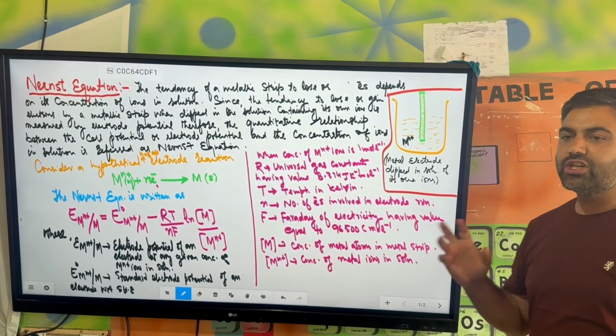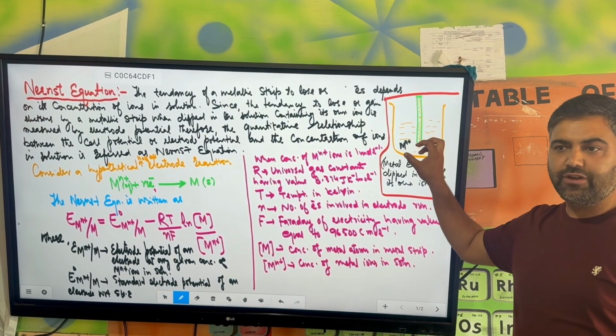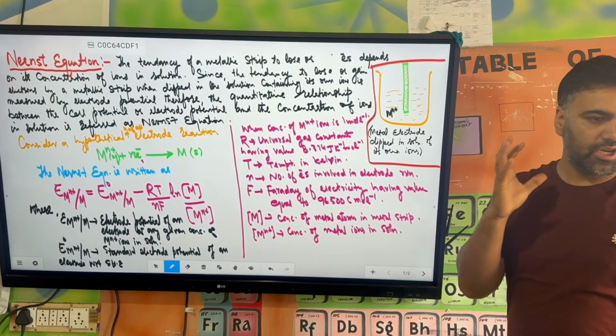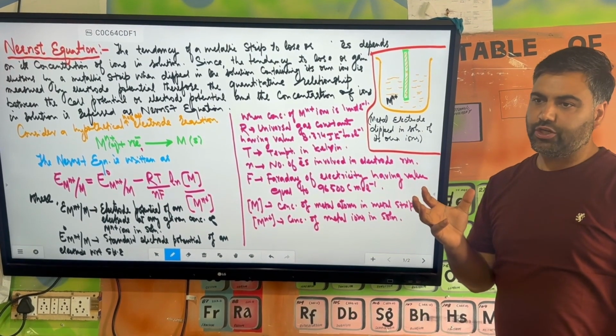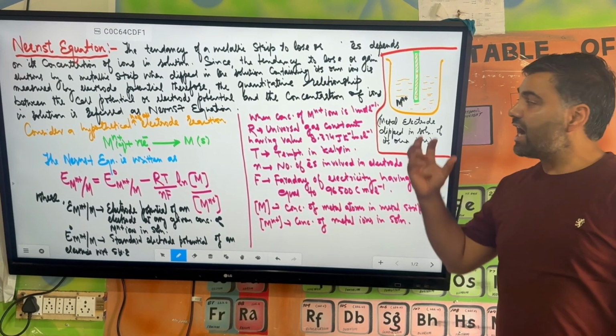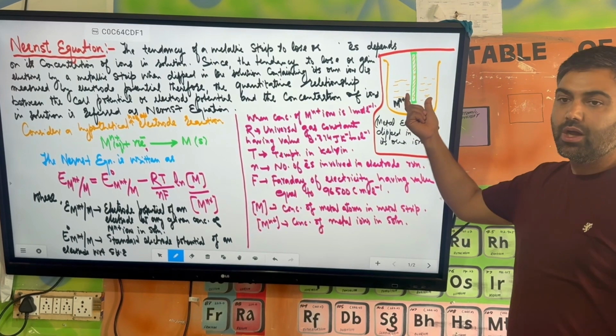ठीक है? तो Nernst equation क्या है? जब भी हम कोई metallic strip dip करेंगे in the solution of its own ions, there is a tendency of that metallic strip that it will undergo either oxidation या reduction होगी. और ये measurement जो हम करते हैं कि tendency to lose or gain electrons, that is expressed or that is measured in terms of electrode potential.